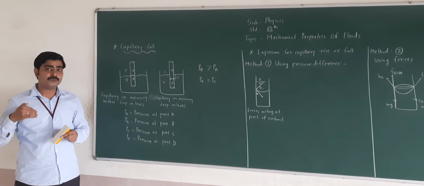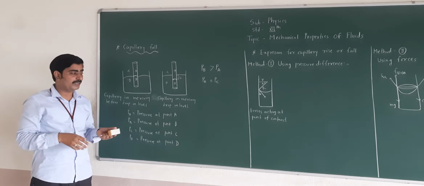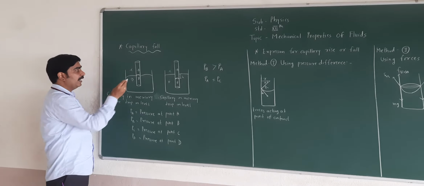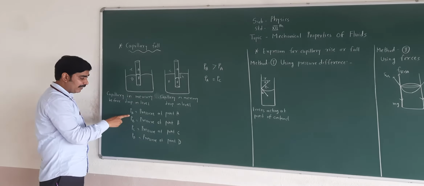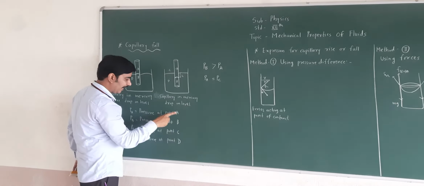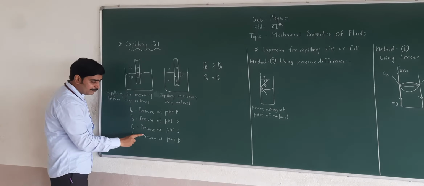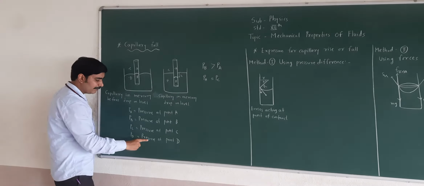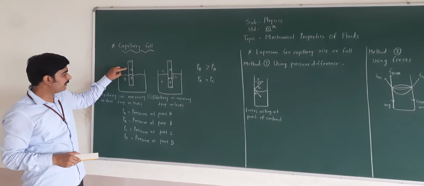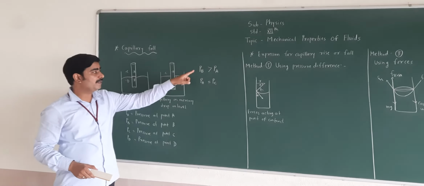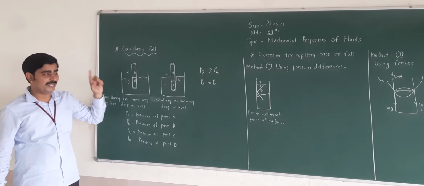Friends, in order to explain the reason why the liquid level decreases in the mercury, we should consider the 4 points A, B, C and D respectively. Let PA be the pressure at point A, PB the pressure at point B, PC the pressure at point C, and PD the pressure at point D. After this, we should write PB greater than PA, which means the pressure at point B is greater than that at point A.